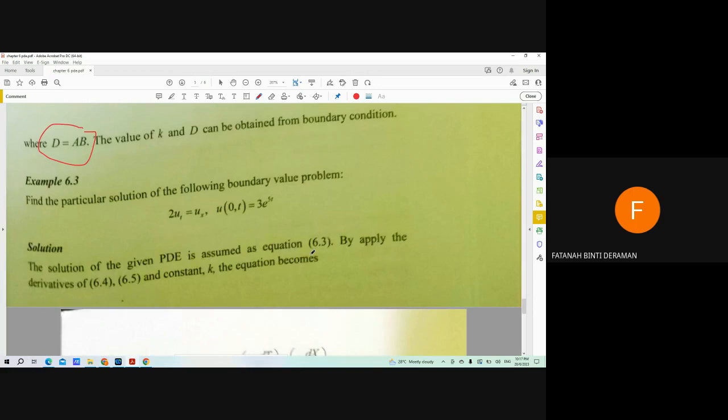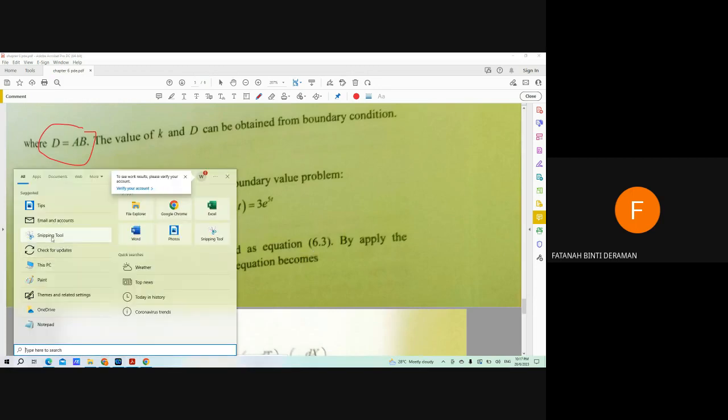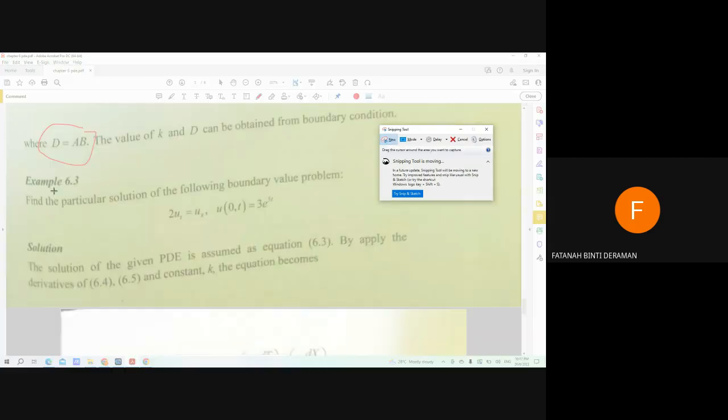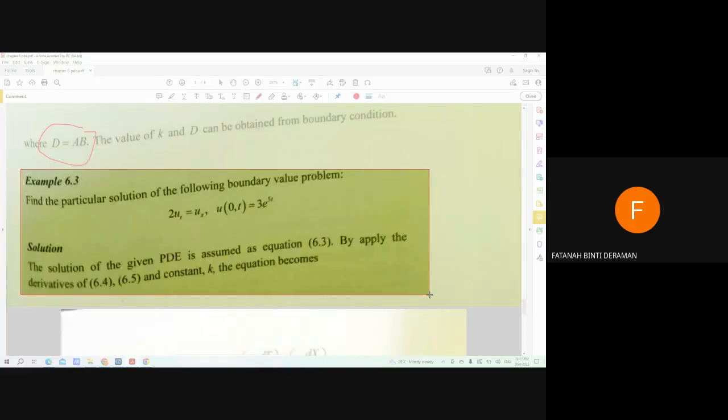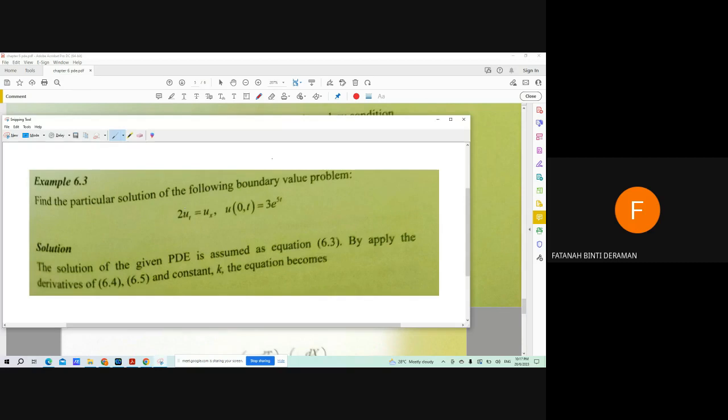Okay, this is our question. We actually have the solution, they have already given the solution. So what we do is derive the solution in general.